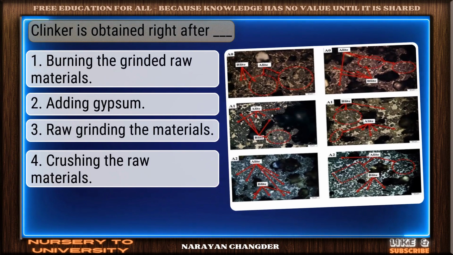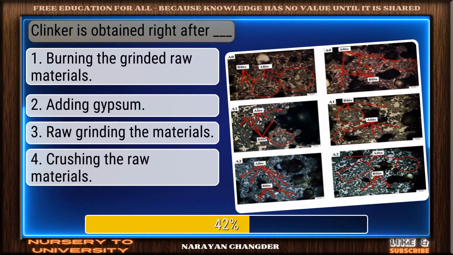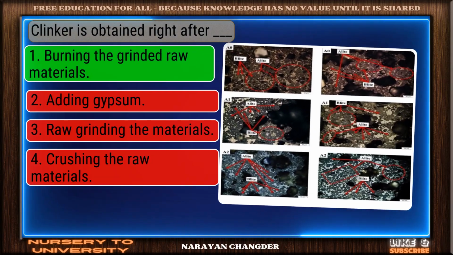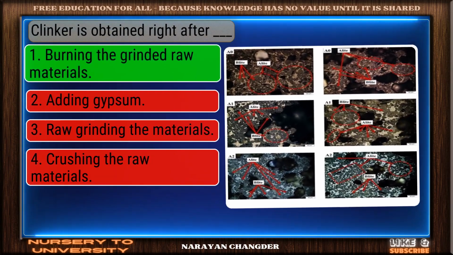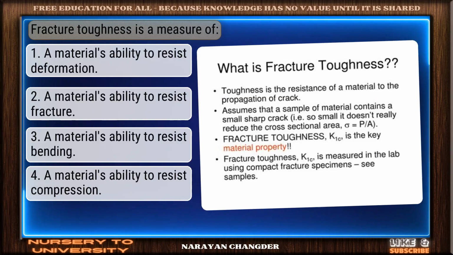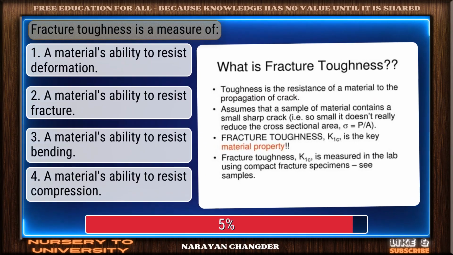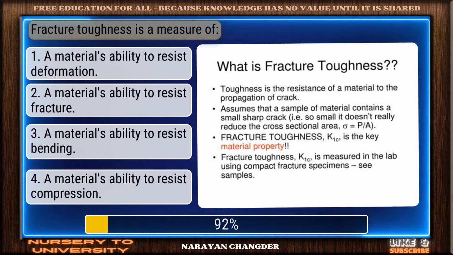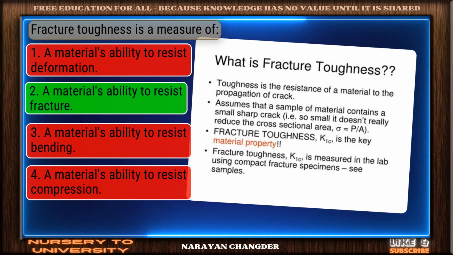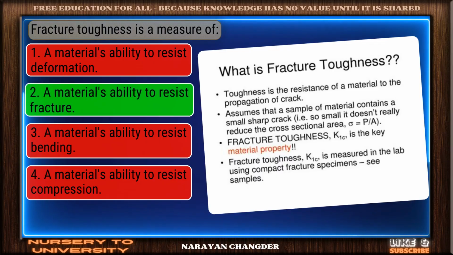Clinker is obtained right after dash. Nice selection. Burning the grinded raw materials is the correct and valid answer. Fracture toughness is a measure of. Sharp thinking. A material's ability to resist fracture is the right choice.